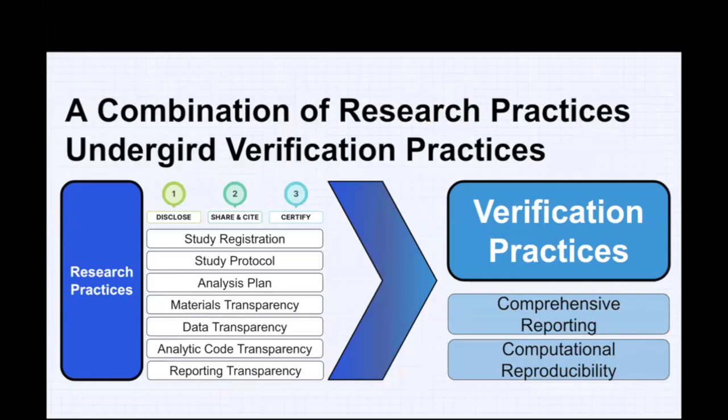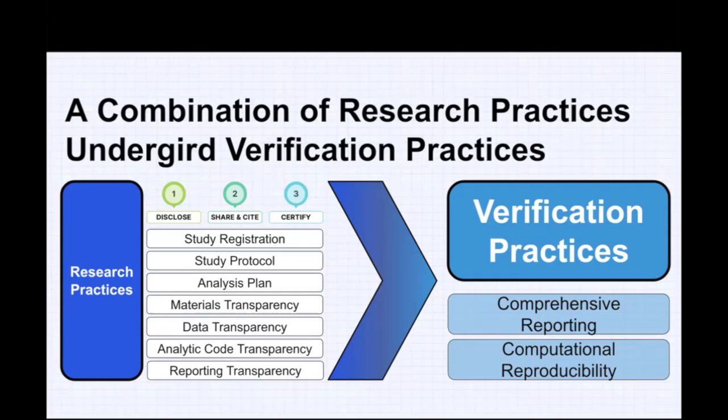As I said before, different research practices then combine to undergird the verification practices. So the two verification practices that we're highlighting in the framework are comprehensive reporting and computational reproducibility. Comprehensive reporting involves verifying the completeness of reporting and comparing reports of results to the plans for the study that were specified ahead of time. So things like registrations, protocols, analysis plans, and so on. When we check for comprehensive reporting, we're checking that all of the relevant details that were outlined in those plans are specified in the final report. This helps to check for things like outcome switching or the omission of primary research outcomes and so on. All kinds of different things can be examined to make sure that full details, full reports are given in a final research report compared to what was planned or intended.